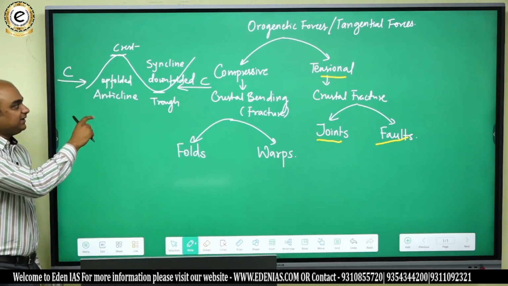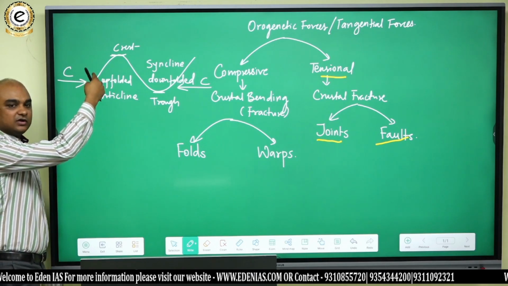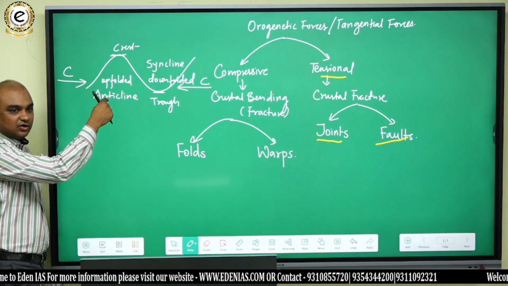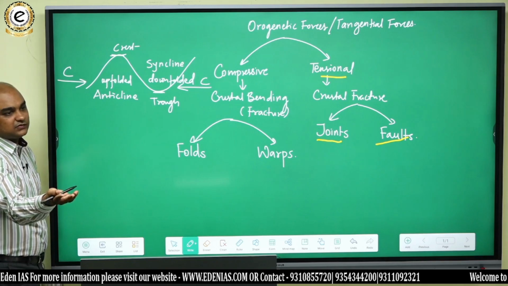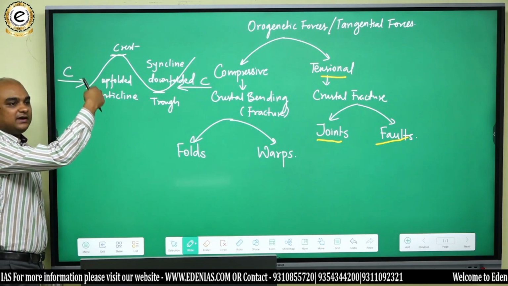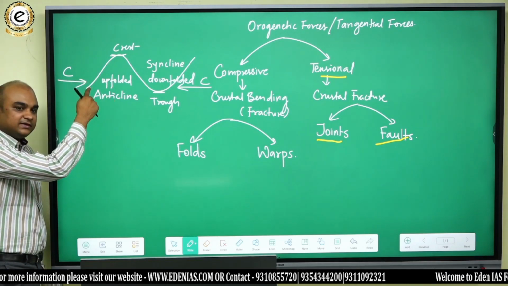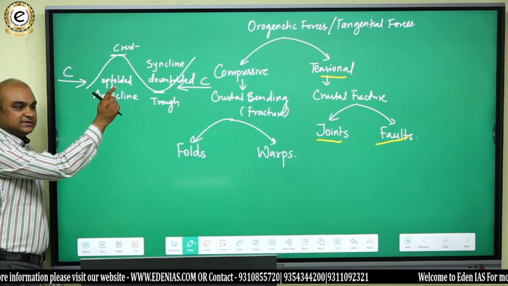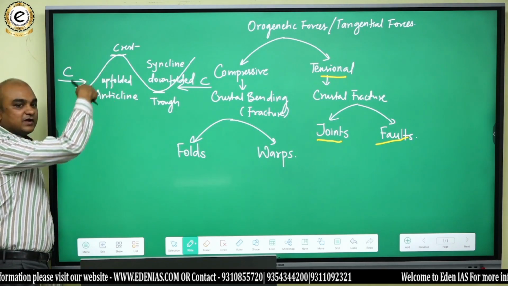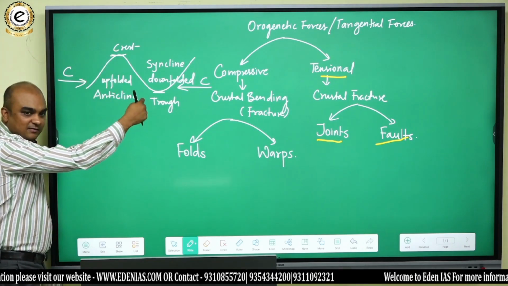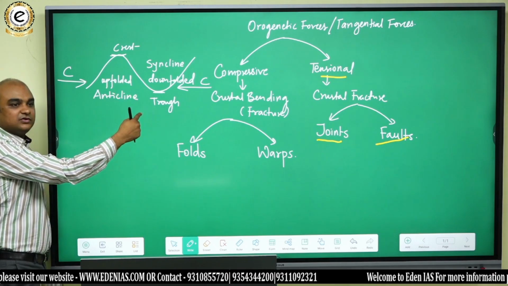So I'm again repeating. I'm saying that compressive forces can cause wave-like features to be formed in crustal rocks. Such wave-like features are known as folds. Every fold has an up-folded part and a down-folded part. The up-folded part is known as anticline. The down-folded part is known as syncline. The topmost section of the up-folded part is known as crest. The bottommost section of the down-folded part is known as trough.